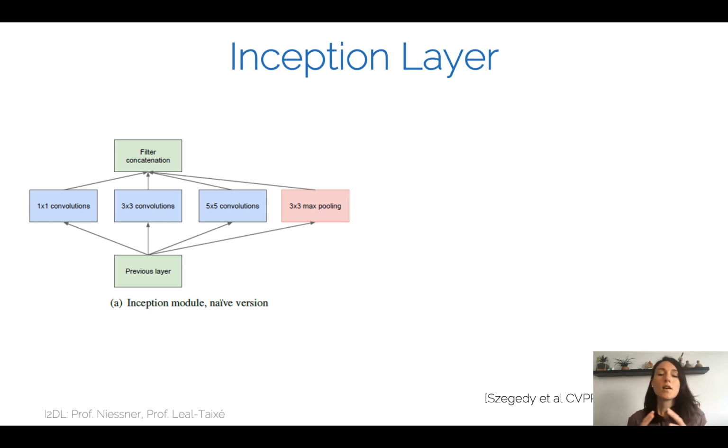So this is what the Inception layer uses to keep the number of multiplications and the depth of the representations at a manageable number.